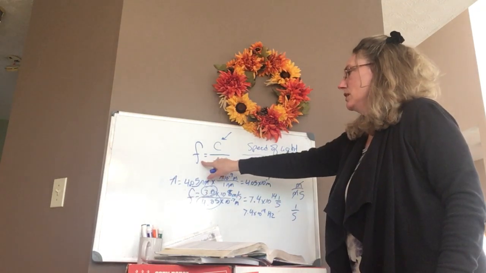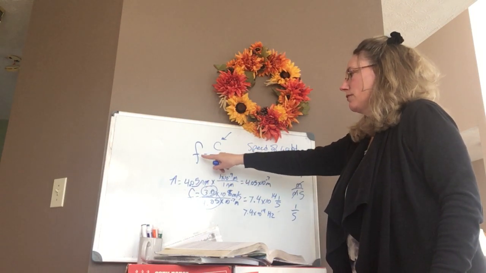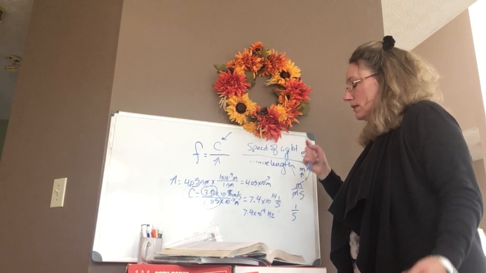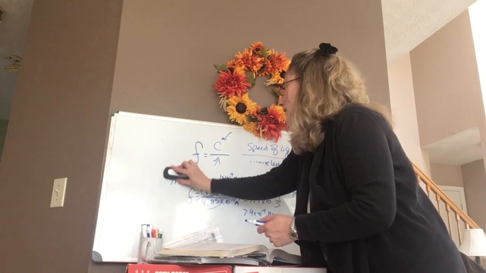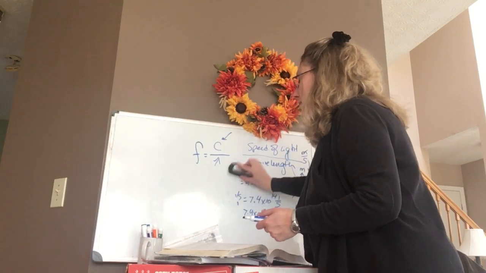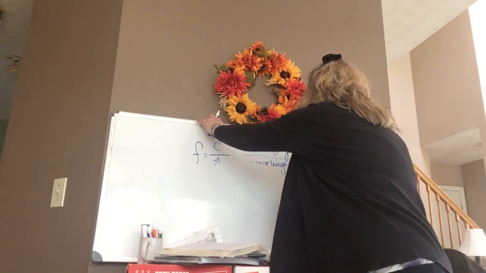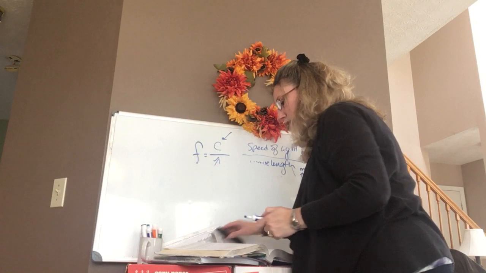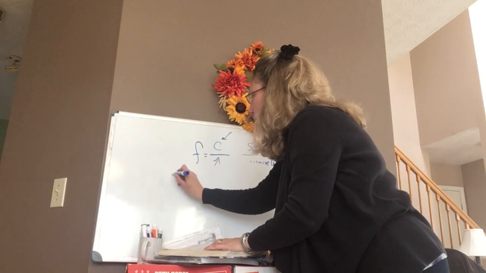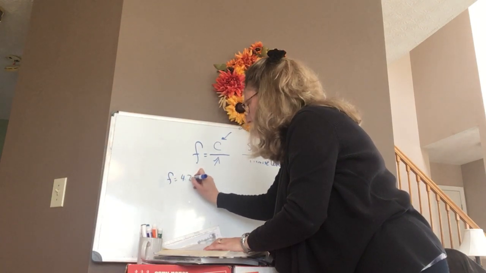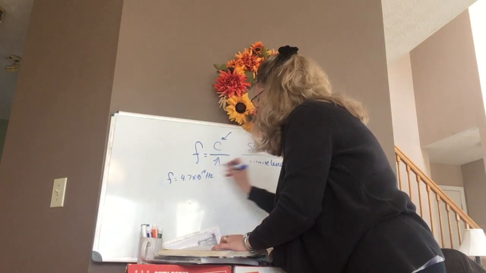If you know frequency, and this is a given, frequency equals speed of light over the wavelength. Or they may give you the frequency and want you to calculate the wavelength, which is the next one. A light wave has a frequency now of 4.7 times 10 to the 14th hertz. What is its wavelength?